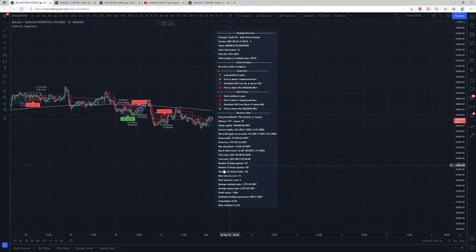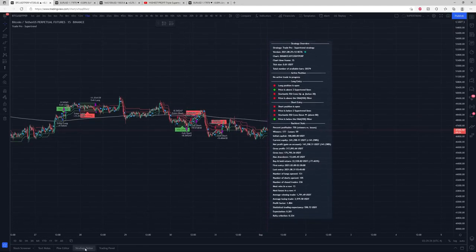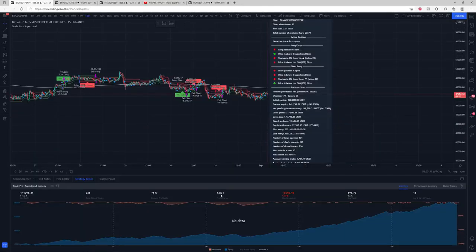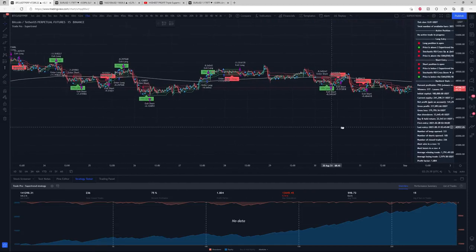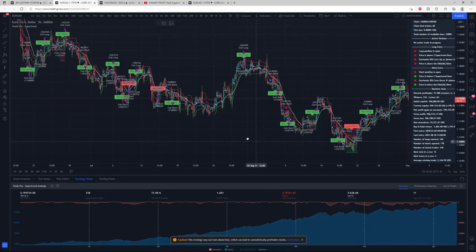The number of longs that were opened, number of shorts that were opened, the number of closed trades, the most wins in a row based on the tested sample size of data, the most losses in a row, the average winning trade, and then the average losing trade, the profit factor, the statistical trading expectancy, the expectation, and the Kelly criterion. So you have a bunch of different things to go based on, not just the profit factor like given here. So really you have a lot to work with, and we can take a look at the other ones here.